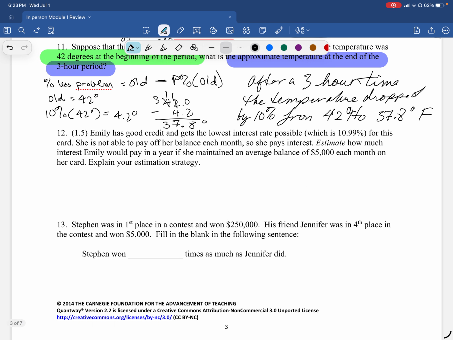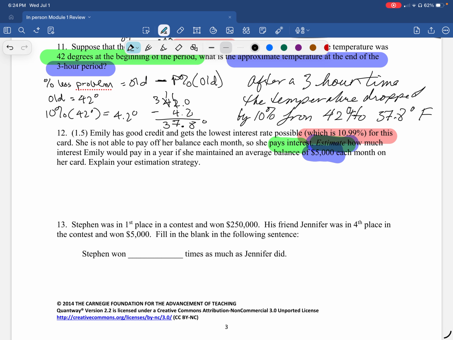Emily has good credit and gets the lowest possible interest rate, which is 10.9% for this card. She is not able to pay her balance in full, so she pays just interest. Estimate how much interest Emily would pay in a year if she kept the balance of $5,000. Whew, okay.